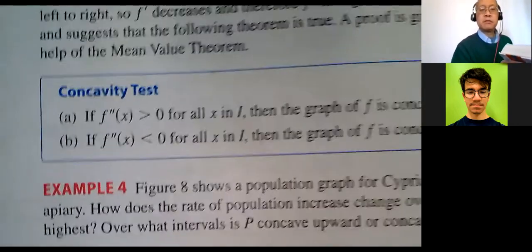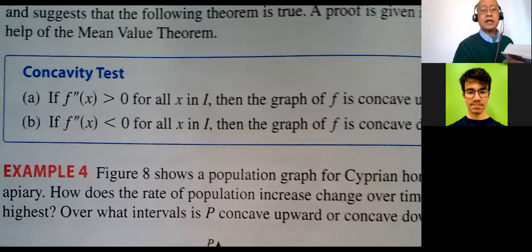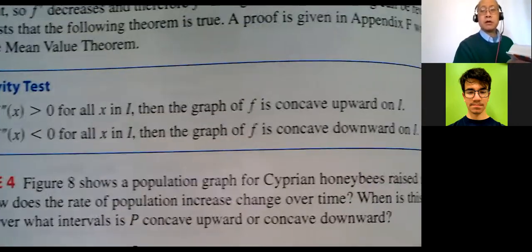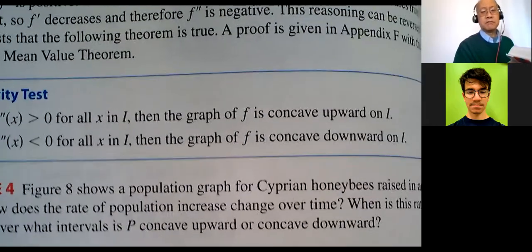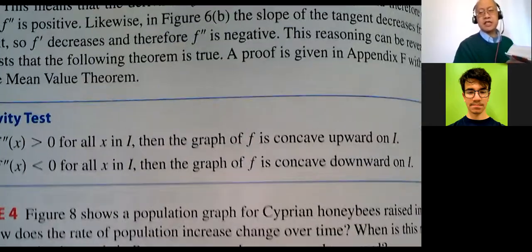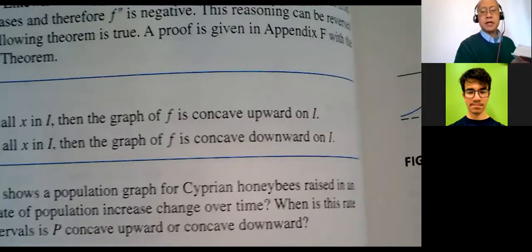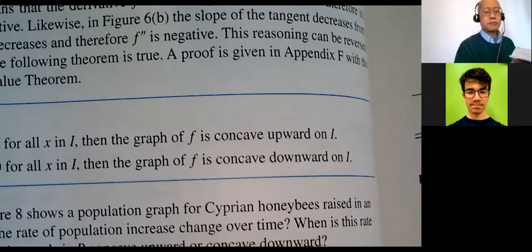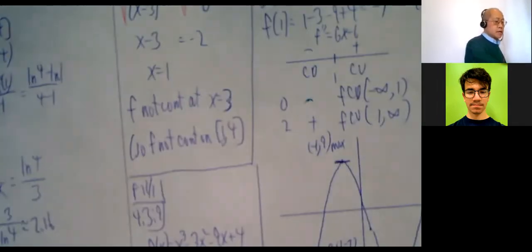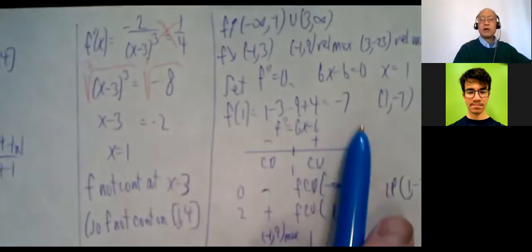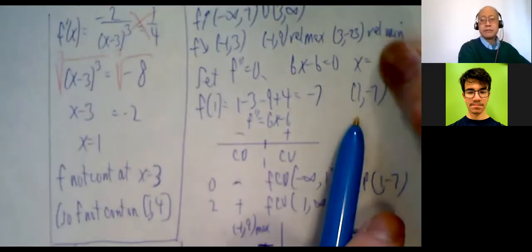Page 296. A, second derivative greater than 0, concave upward or concave up. I'm usually just going to say CU. Second derivative less than 0, CD, concave down. Second derivative equal to 0, we found that out. We might have an inflection point.